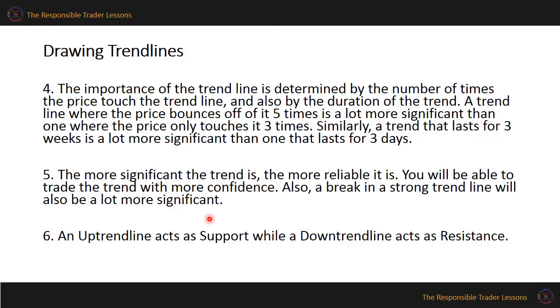The more significant the trend is, the more reliable it is. You will be able to trade a trend with more confidence. Also, a break in a strong trend line will be a lot more significant. An uptrend line acts as support, while a downtrend line acts as resistance.